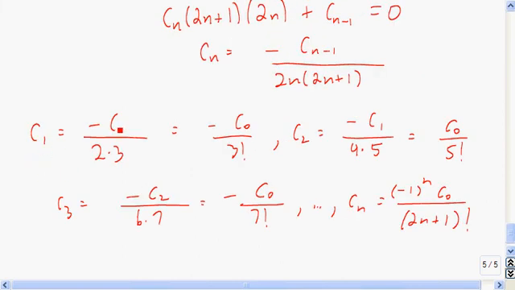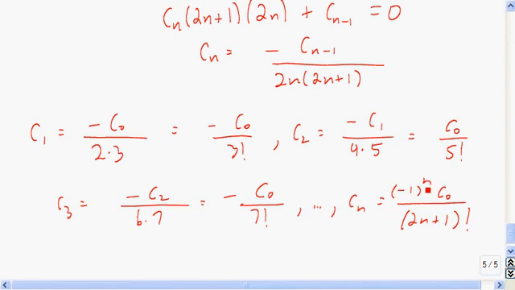Okay, starting with c1, so that's going to be negative c0 over 2 times 3. I kind of saw I might be getting factorials in this, so I went ahead and wrote that as 3 factorial. And then c2, so negative c1, so negative this over 4 times 5 simply becomes c0 over 5 factorial. If we check one more term to make sure, we're going to get that it's negative c0 over 7 factorial.